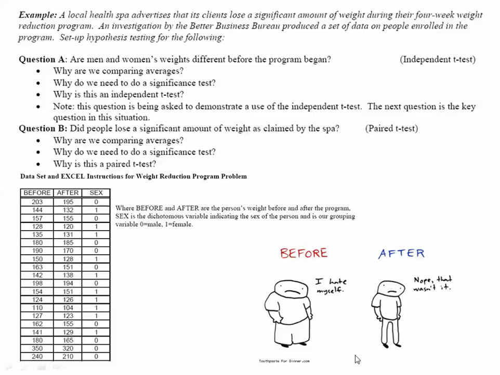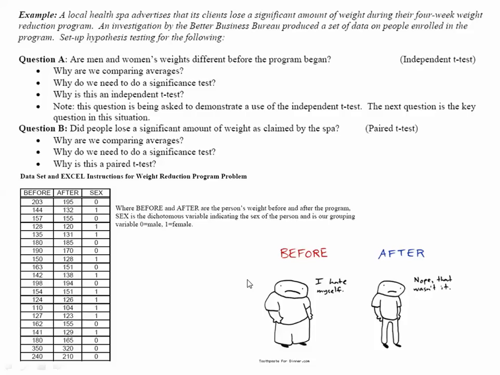Let's take a look at a sample problem to see if we can see how the difference between an independent test is from a paired two-sample t-test. So in this example, a local health spa advertises to its clients that its clients lose a significant amount of weight during their 4-week weight reduction program. An investigation by the Better Business Bureau, or BBB, produces a set of data on people enrolled in the program.